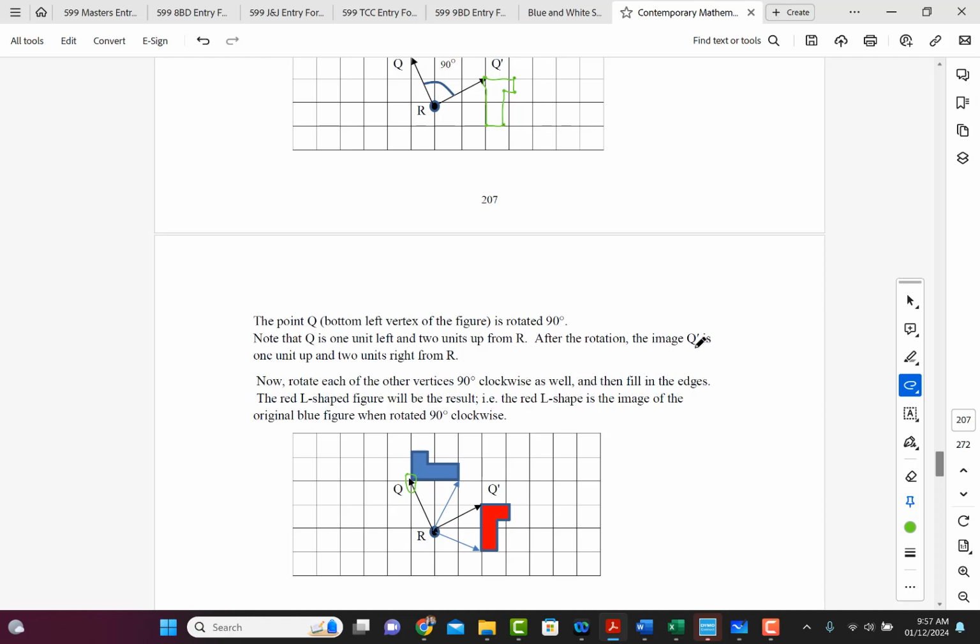After the rotation, the image Q prime is 1 unit up and 2 units right from R. Now rotate each of the other vertices 90 degrees clockwise as well, and then fill in the edges. The red L-shaped figure will be the result. In other words, the red L shape is the image of the original blue figure when rotated 90 degrees clockwise.